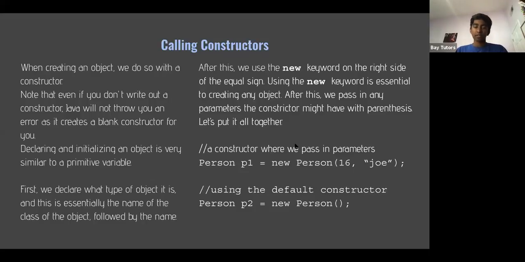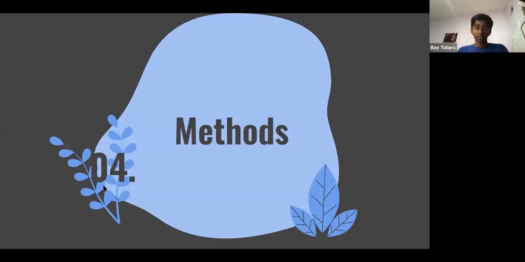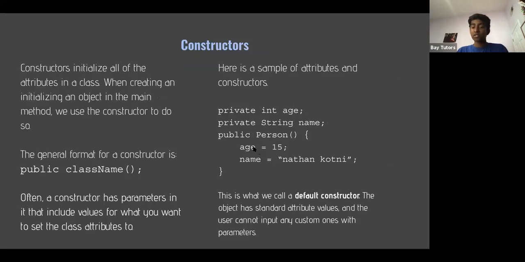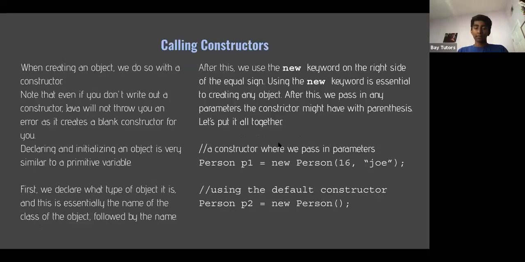So just to clear up stuff again, P1 is the name of the object, and P1 is a different object than P2. P1's age value is going to be 16, and P1's name value is going to be Joe, whereas P2's age value, if you go back to here, is using this constructor, which has no parameters, and their age value is going to be 15, their name's going to be Nathan. So that's just to clear up any doubts if you have any.